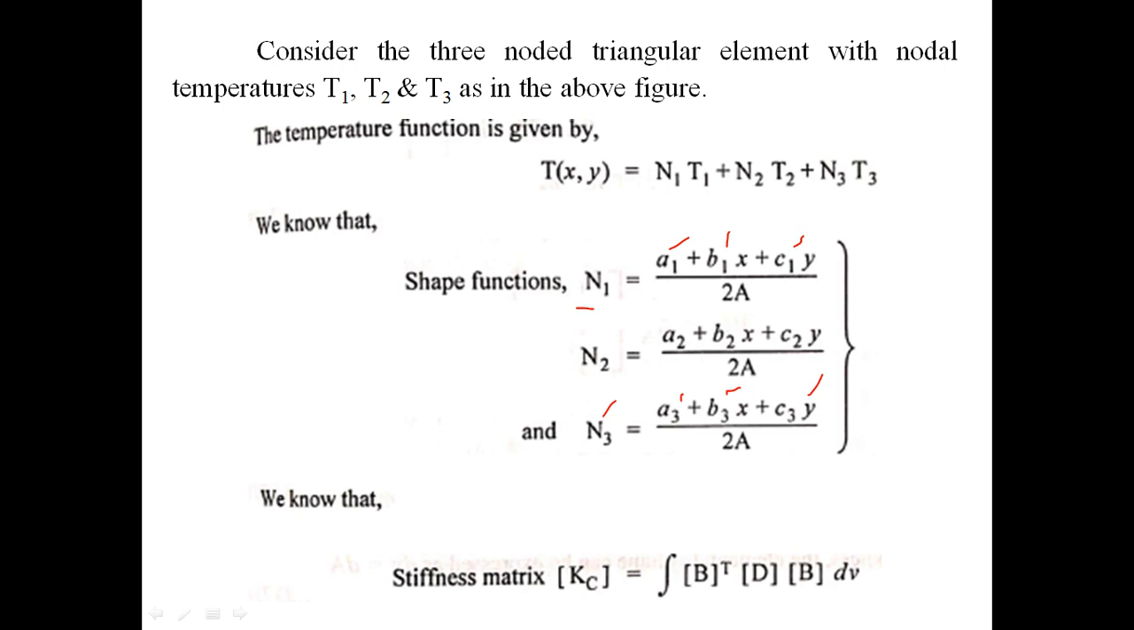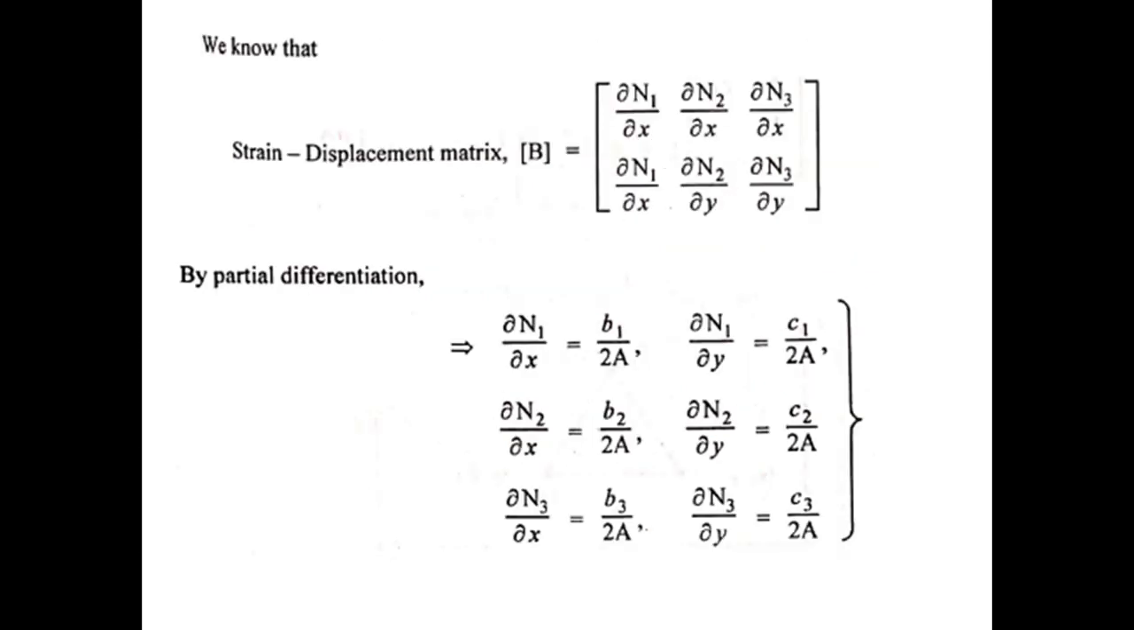We already know the strain displacement matrix B, which contains ∂N1/∂x, ∂N2/∂x, ∂N3/∂x and ∂N1/∂y, ∂N2/∂y, ∂N3/∂y. By partial differentiation, we differentiate all those values, and we get each value from ∂N1/∂x up to ∂N3/∂y. And here we have the B matrix.